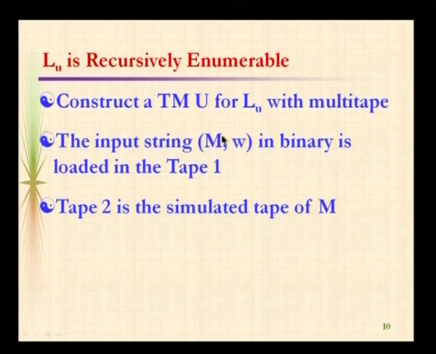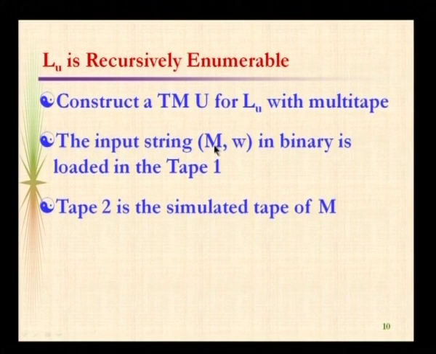Here we should understand what this M is. M is the Turing machine and w is a string accepted by the Turing machine, and this pair is the input for a Turing machine which is called U. So we load the input, that is M comma w, into the first tape of the Turing machine meant for U. We know this is going to be a universal Turing machine which is implemented with the help of multi-tape.